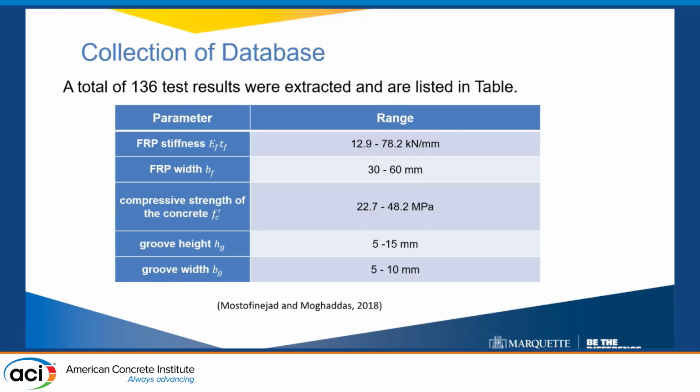In this study, we collected 136 data points. That's all we can find currently. And definitely in terms of reliability analysis, if we have more data, our analysis will be more accurate. The range of the FRP stiffness is from 12.9 to 78.2 kilonewton per millimeter. The width of FRP is from 30 to 60 millimeters. The concrete strength is from 22.7 to 48.2 megapascals. Groove height and groove width are both from 5 to 10 millimeters. That's the summarized database.